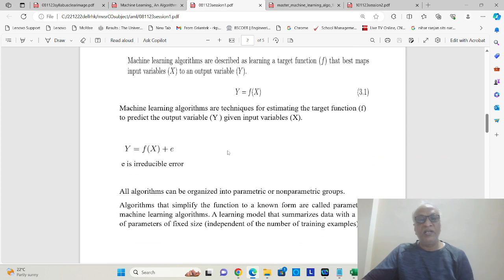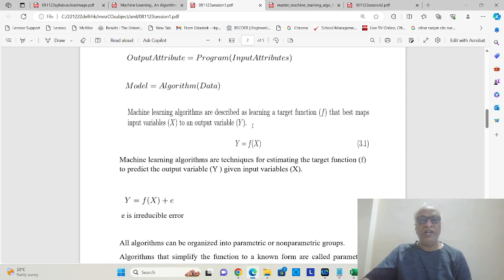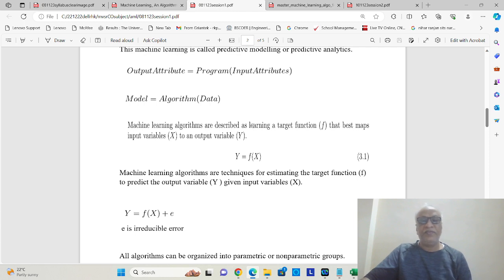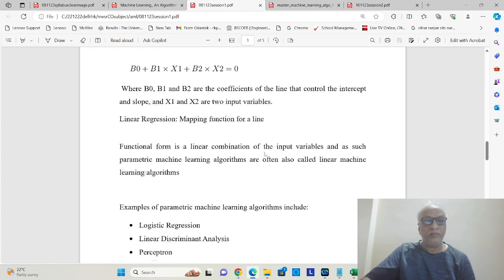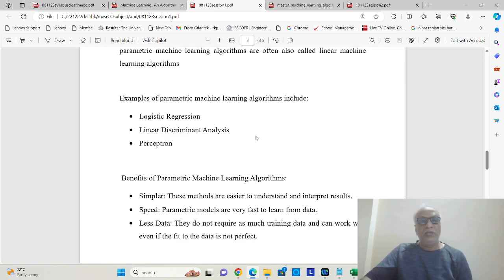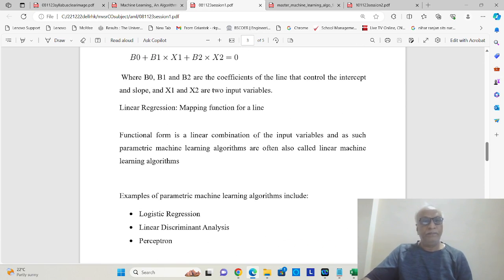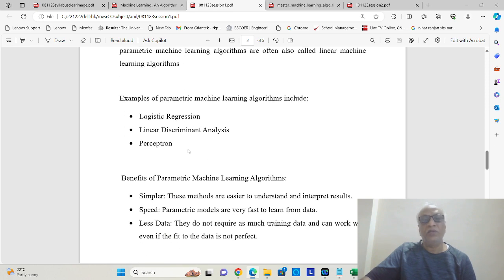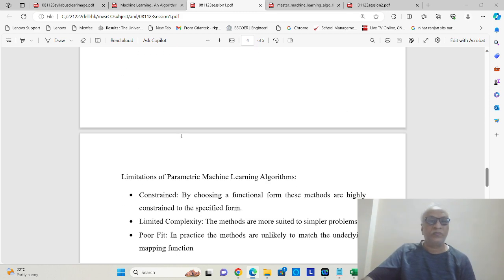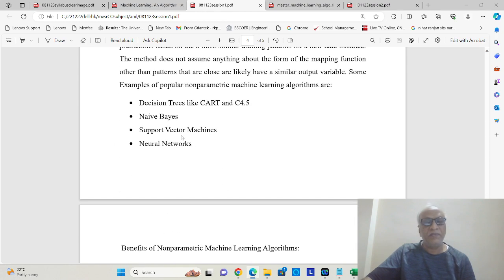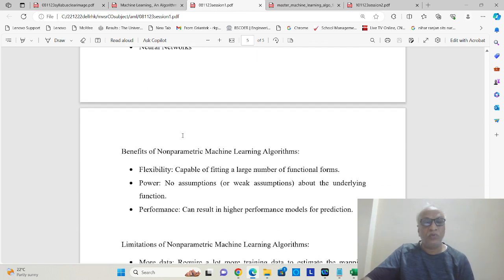We defined a machine learning algorithm as a function y is equal to f of x, where f is the target function which maps an input variable x to an output variable y. We then mentioned parametric machine learning algorithms such as logistic regression, LDA, perceptron, and non-parametric machine learning algorithms such as support vector machines, CART and C4.5.